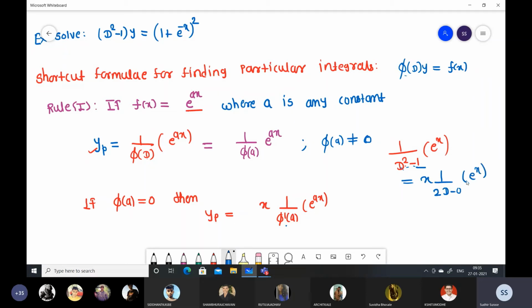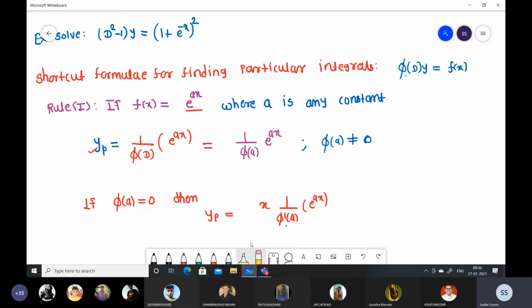Now we can see there is no problem by replacing the value of d this time. Now we can put the value of d as this coefficient of x. We can see 1. Now this will be x into 1 upon 2 into 1 e to the power x. That will be x by 2 e to the power x. This is the particular integral. Okay, so I will explain in detail all these things.